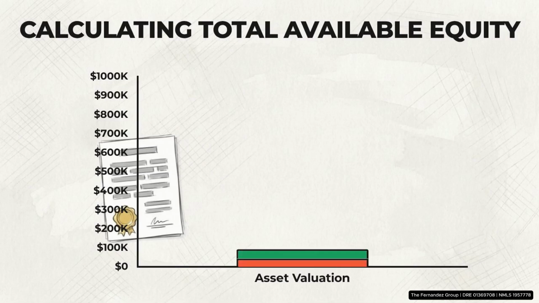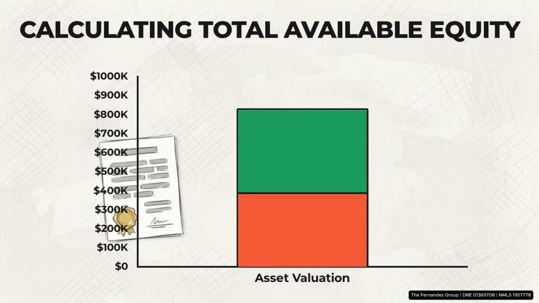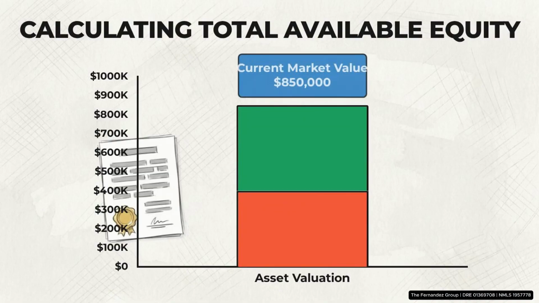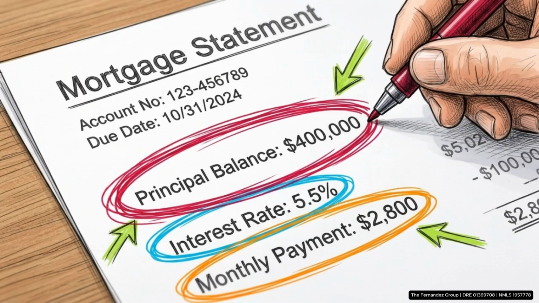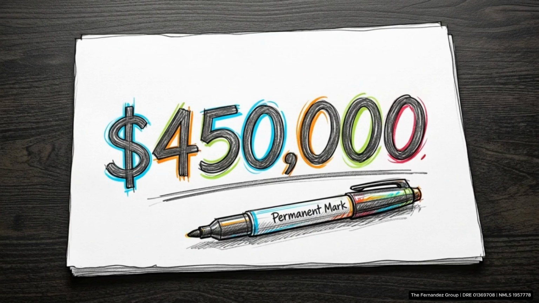Step 2 is calculating your total available equity. This formula is simple. Take the current market value of $850,000 and subtract the current loan balance of $400,000. That leaves $450,000 in total equity. Look at the principal balance on your mortgage statement and subtract that exact number from your updated property value. Write this number down. This represents the total wealth currently tied to this specific asset.